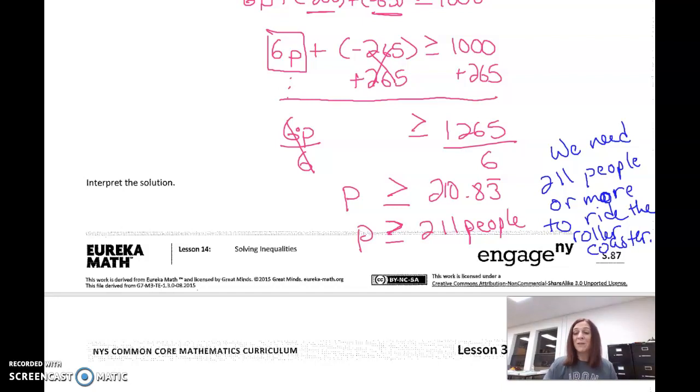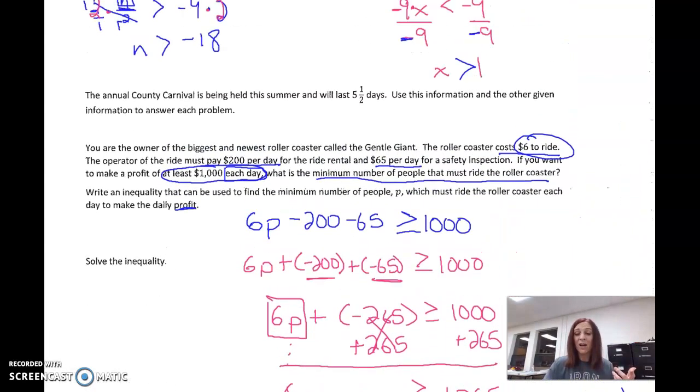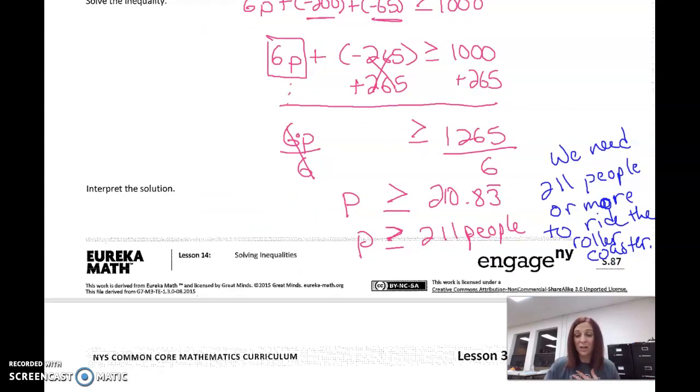Okay. All right. So as we're working on writing and solving inequalities, keep in mind our goal, of course, is we don't have just one answer. Okay. Notice when I wrote the answer here, I didn't just write 211. You have to include the inequality because it's not 211. It's 211 or more. So our answers need to start looking like this and not just one number.